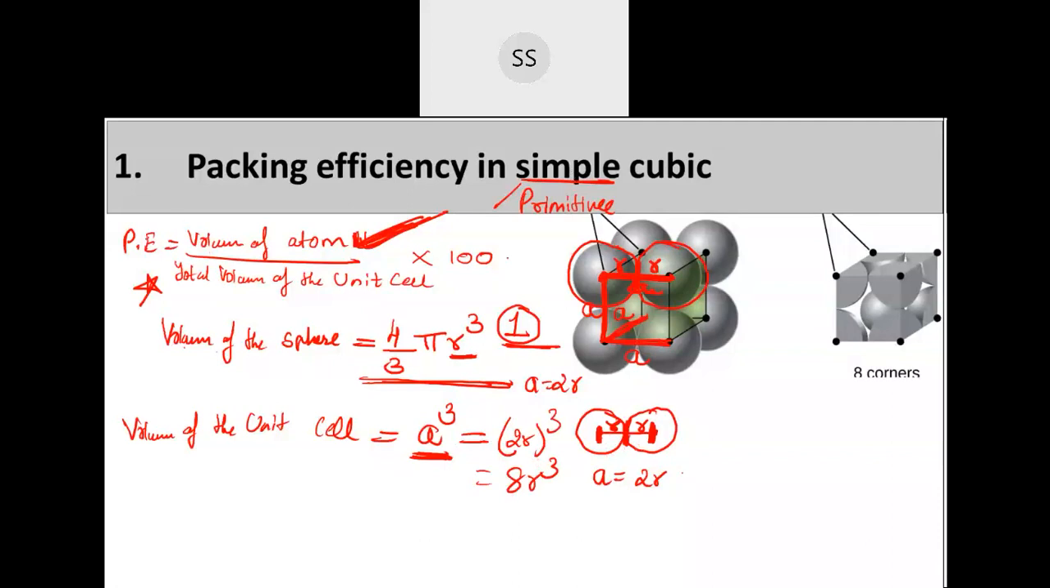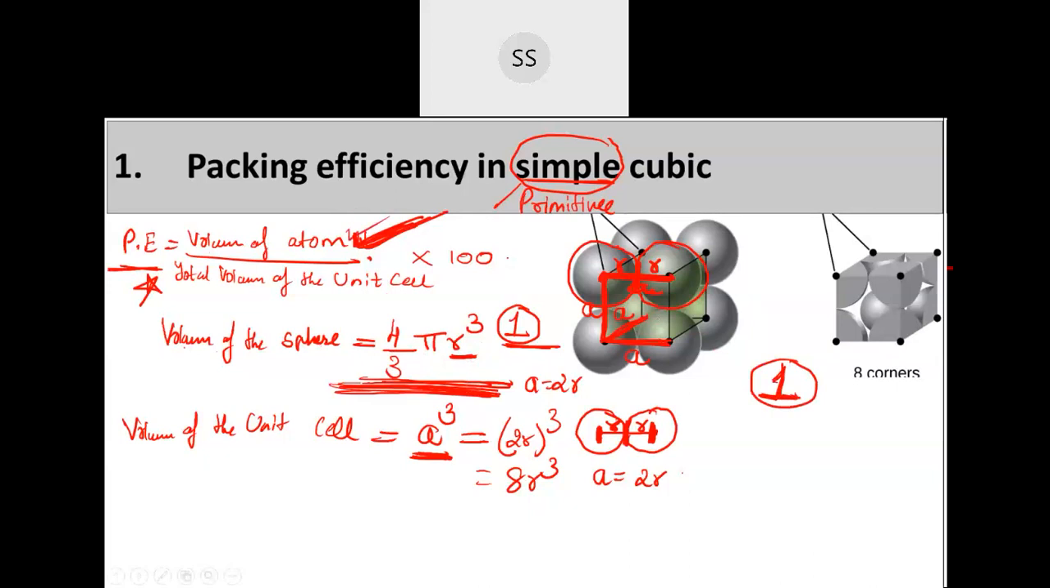To calculate the packing efficiency, the first thing you need to do is calculate the volume of the atom. In the simple cubic unit cell, the number of atoms present is 1. Now this atom is shaped like a sphere, so you take the volume of the sphere, which is 4 by 3 pi r cube. Since only one atom is there, you write 1 into 4 by 3 pi r cube, which gives the same answer, 4 by 3 pi r cube itself. So this part is over; the volume of the atom we have calculated.